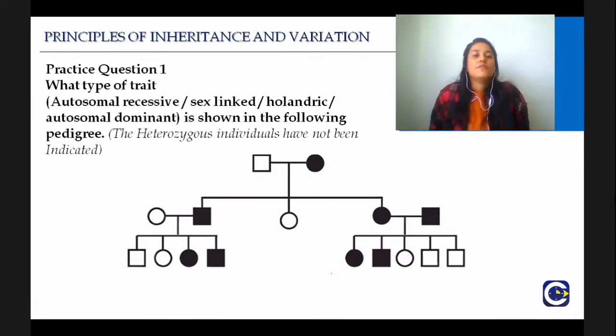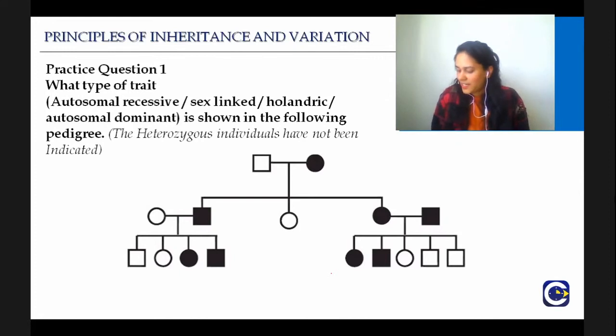Check for skipping of generation. Check for crisscross inheritance. Check if it is 50-50. If it is 50-50, it is autosomal. If it is more males, then it is sex-linked. I don't see a lot of answers. If you are completely lost, we can revise again. Whatever it is, just let me know.